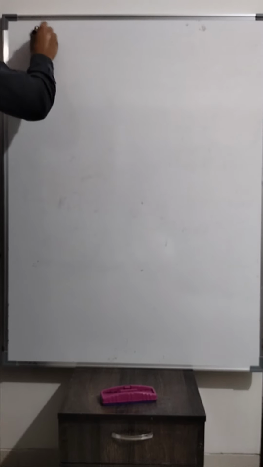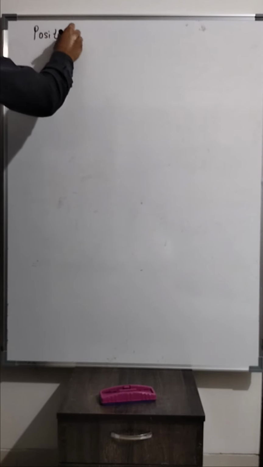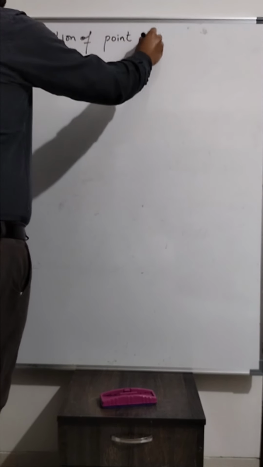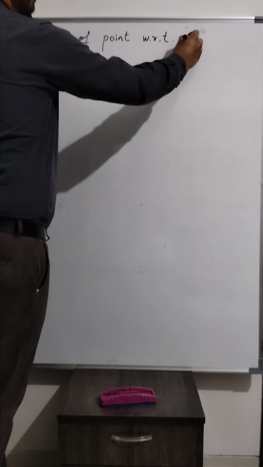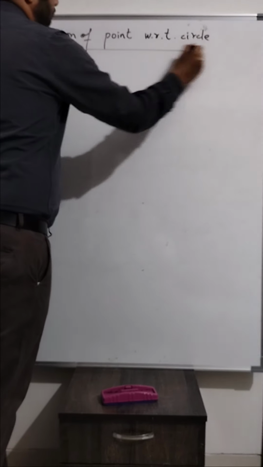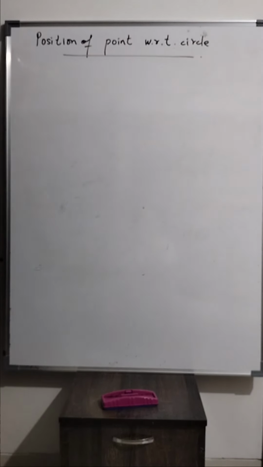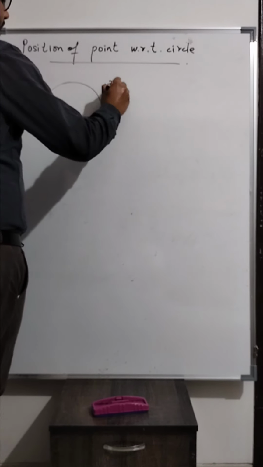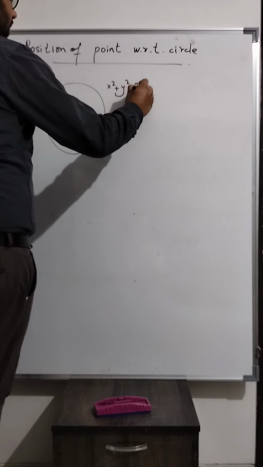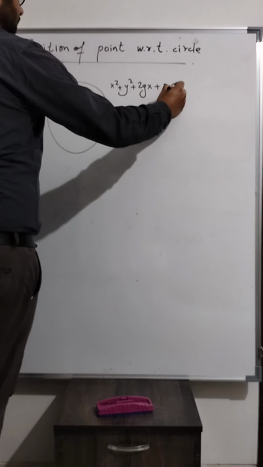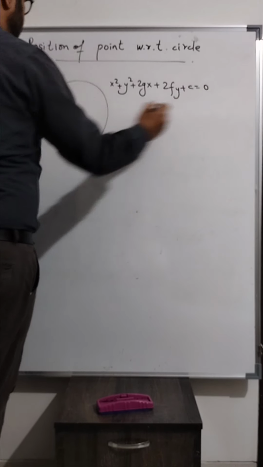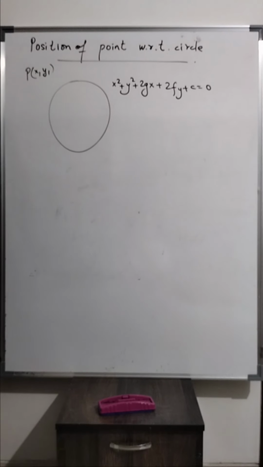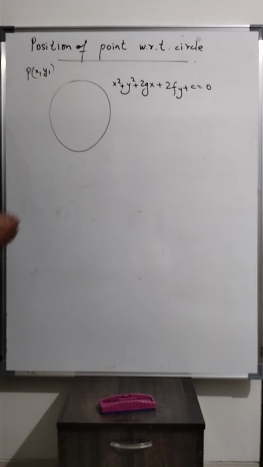Now we come to the topic of position of point with respect to a circle. How do we determine whether a point is inside, outside or on the circle? Suppose a circle is given to us: x square plus y square plus 2gx plus 2fy plus c is equal to 0. A point P(x1, y1) is given to us. Then how do we determine whether a point is inside, outside or on the circle?